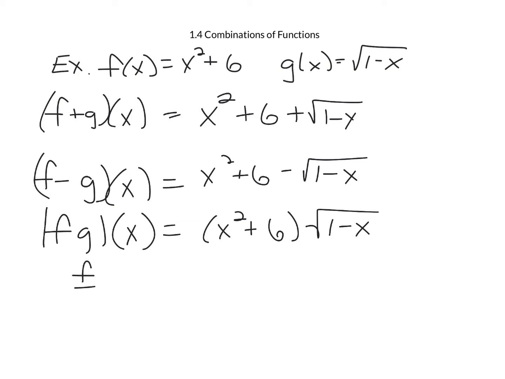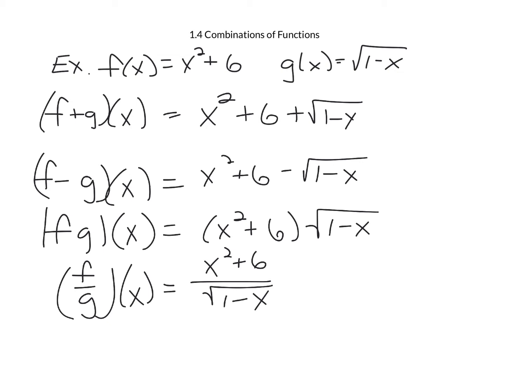And finally, f divided by g of x will be x squared plus 6 over the square root of 1 minus x. Now for the domain, we see we have a square root, so that square root can't be negative. So what values make these square roots negative? That's everything bigger than 1, right? Because it's 1 minus x. So the domain is going to be 1 and everything less. So we write that as negative infinity to 1, bracket, that needs a bracket because that includes it.